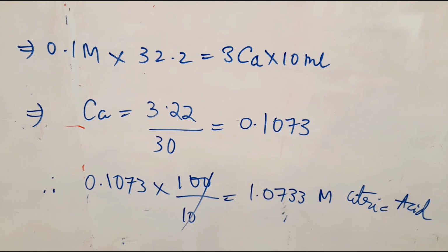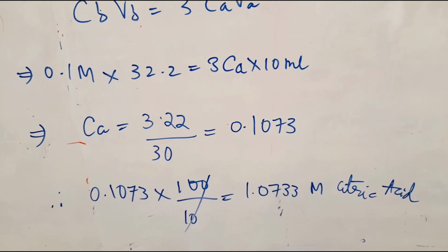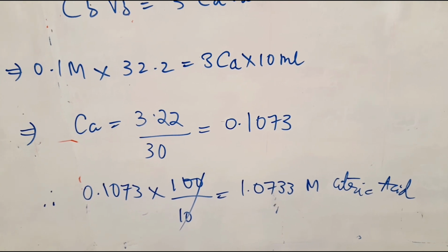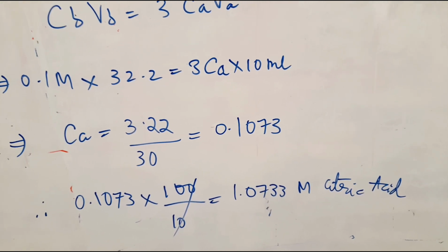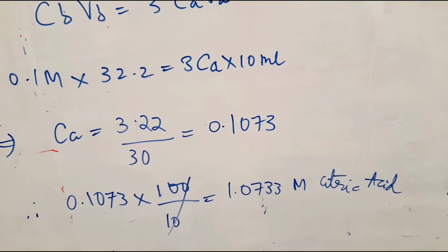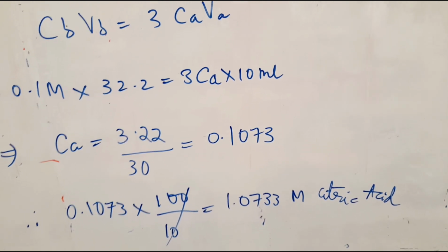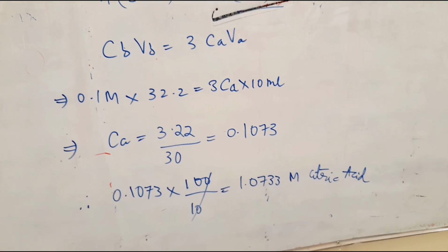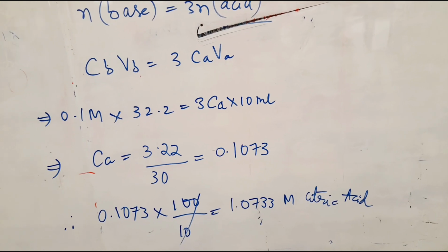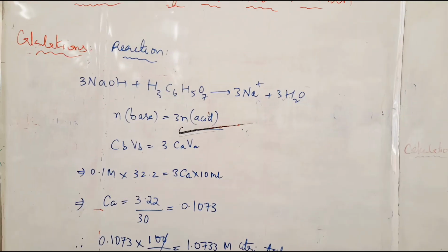Now let us see, we have taken 100 ml of the juice, we made the solution into 100 ml. That is why we can have the calculation like this. That will be 0.1073 into 100 by 10 equals 1.0733 molar citric acid. So from this calculation we understood that 1.0733 moles of citric acid is present inside the lemon solution in the 100 ml volumetric flask. This is about the calculation.